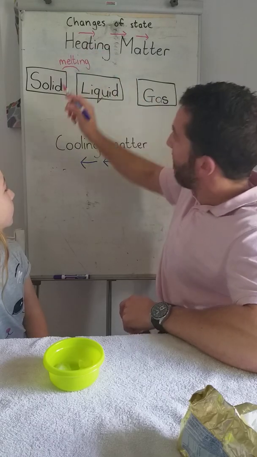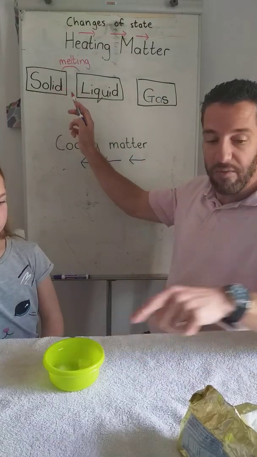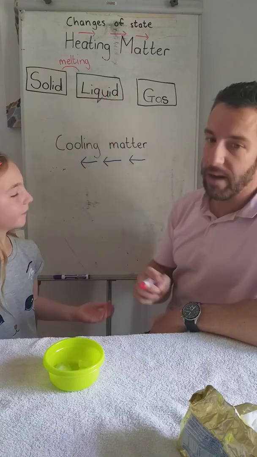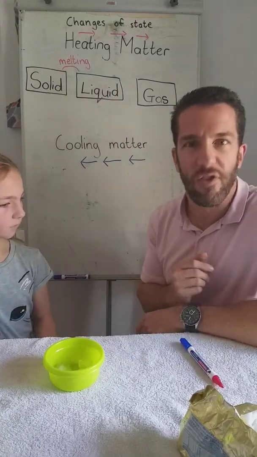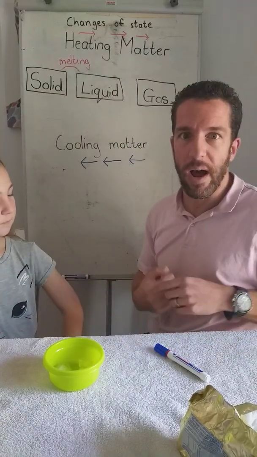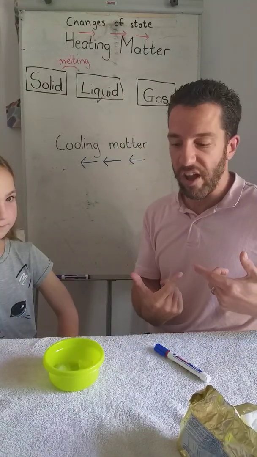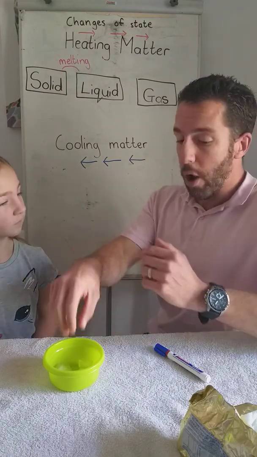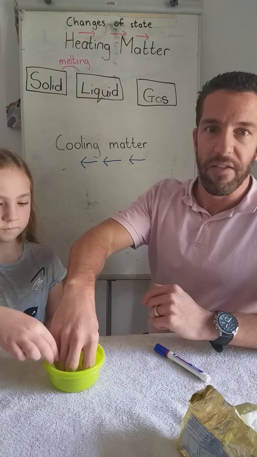Eventually that solid, just like that ice block and that butter, is going to turn into a liquid. But it doesn't stop there, because if we carry on adding heat to a liquid, it's also going to change. Now, we'll refer to the example here of these ice cubes. We know that if we hold these long enough, they're going to melt.